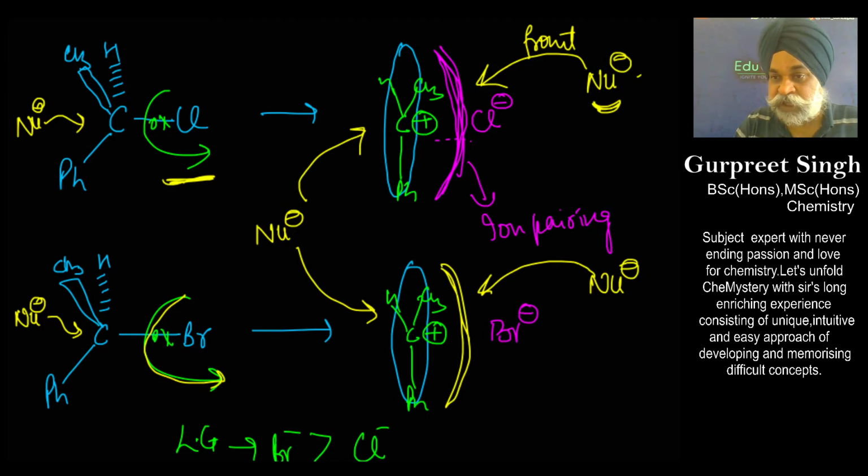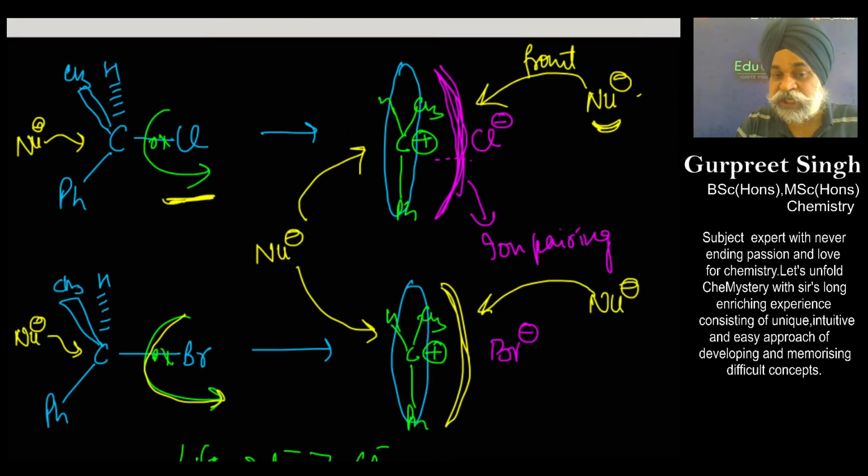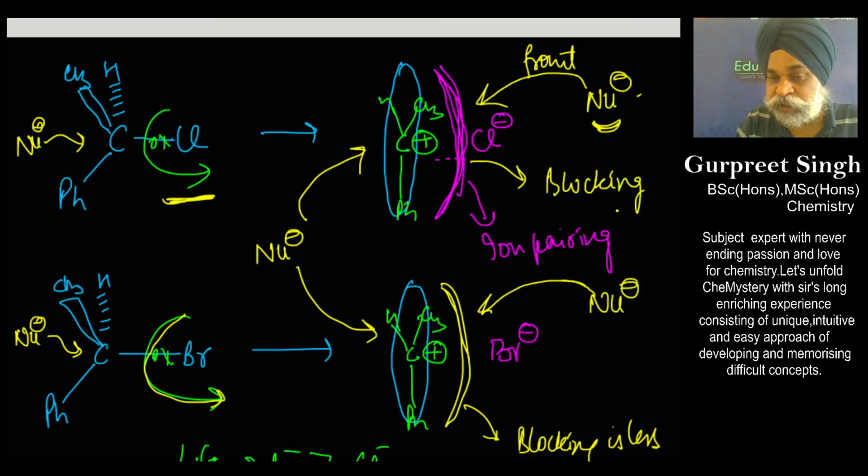So here what we have understood is that in both cases the inverted product is definitely going to predominate, but in the case of Br negative, the inverted product would be formed less, because here the blocking is less. In the case of Cl, the blocking or hindrance is more, in the sense that Cl negative and the nucleophile would repel, but since Br negative is distant apart, the nucleophile can easily attack.